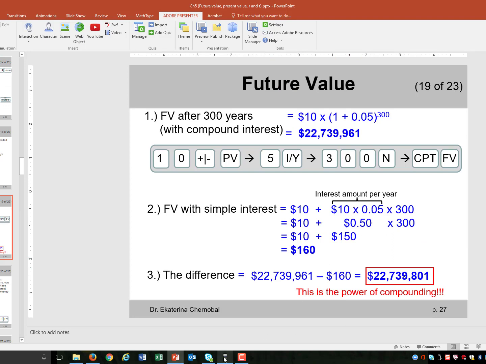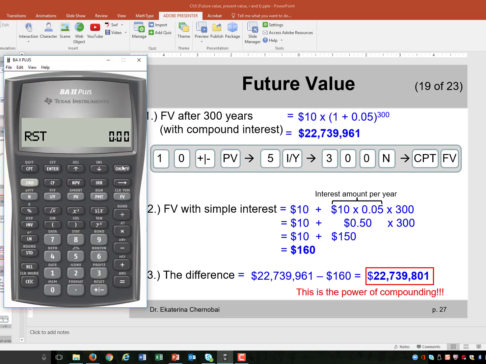Let me try it in the financial calculator again. So we have the present value of $10. Make it negative, press PV. 5 is the interest rate per year, 5 IY, interest per year. And 300 is the number of years over which the interest was earned. Compute future value. Here is the number that matches what's on the slide.